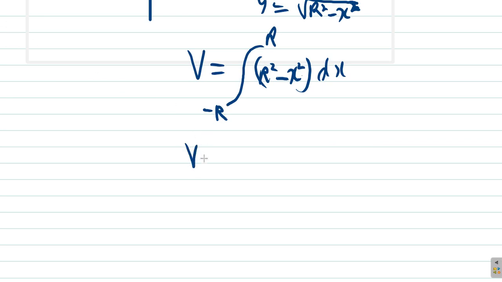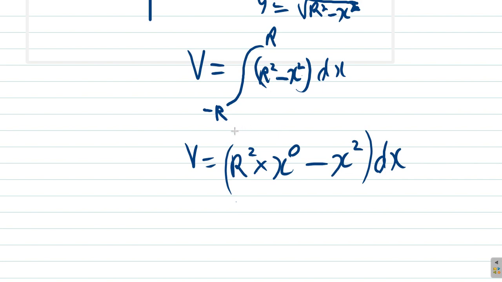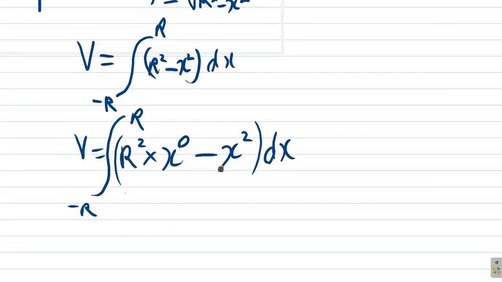Now, when we integrate r squared, since r squared is just a number, just a reminder of what you do when you integrate: this is the same as r squared x to the 0. Because remember, if we write the power of x, it will be x to the 0. R squared is r squared times 1, but 1 is the same as x to the 0. Alright? Minus x squared dx. And we're integrating from negative r to r. So when we integrate, what happens? What do we do?